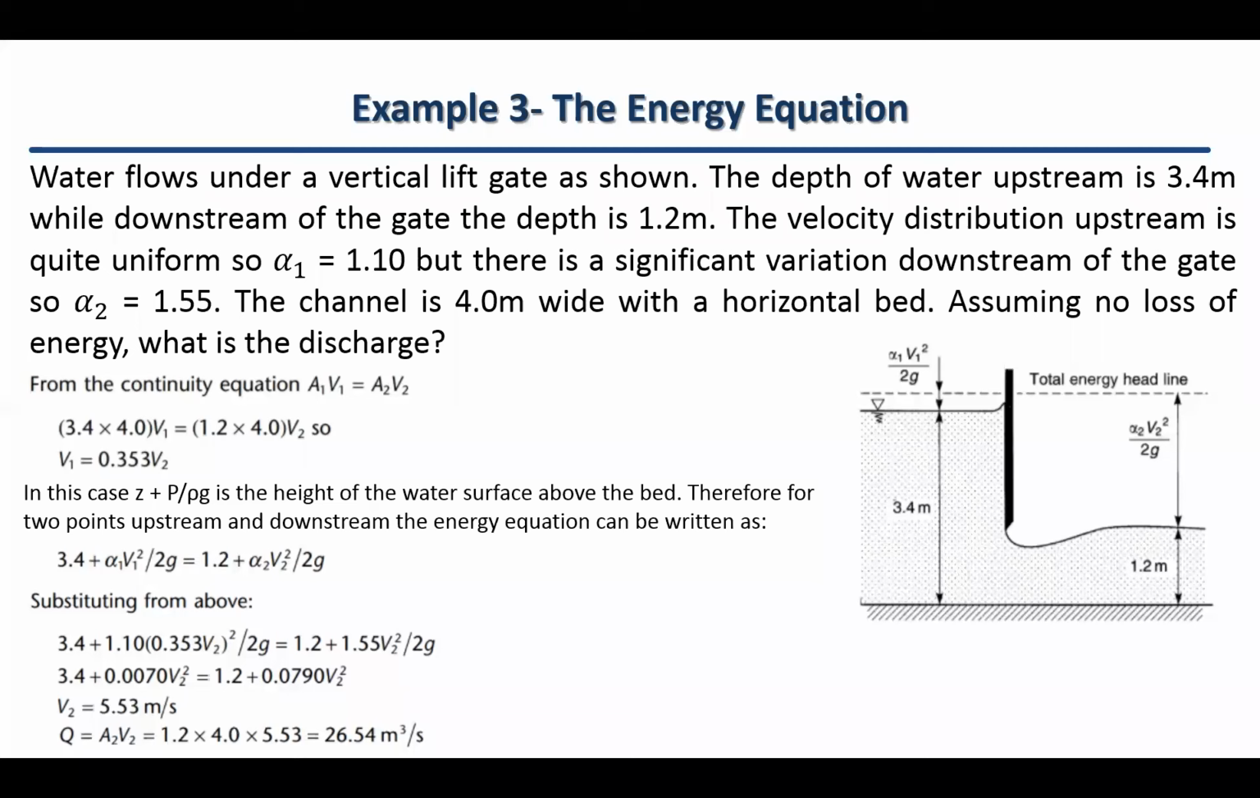In other words, you can calculate V1 from the continuity equation and calculate the flow discharge using, for example, Q equal to A1 V1. So this is an example of the energy equation.